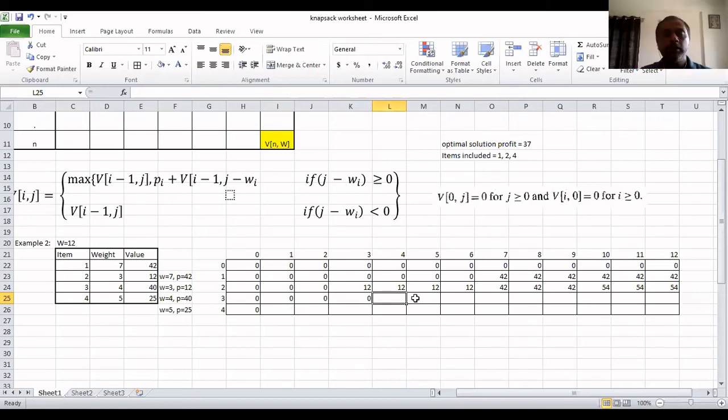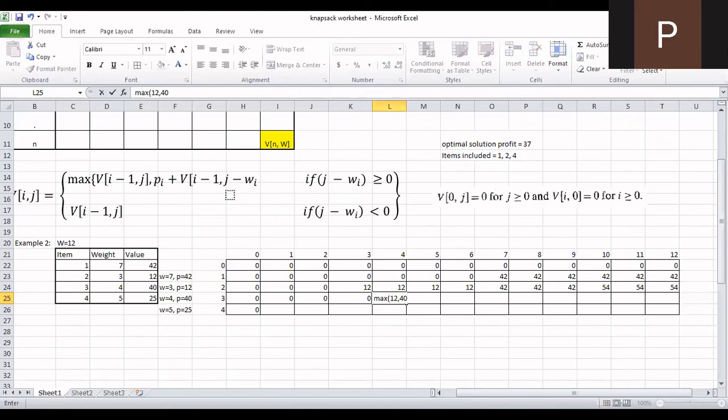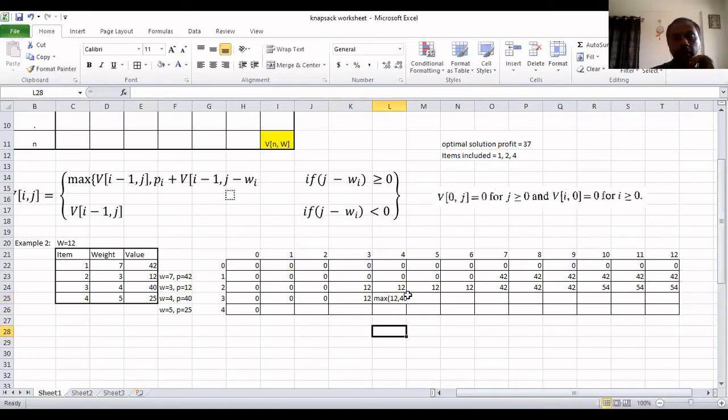When we get a capacity of 4, now we can fit this item. When we can fit this item, we look for maximization. The max of the previous profit, which is 12, and the current price, 40. The third one should be 12 now, because the earlier profit is 12. So we retain that.